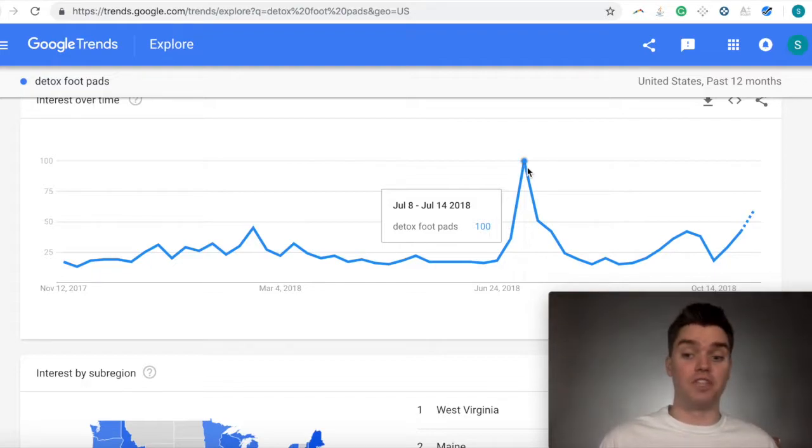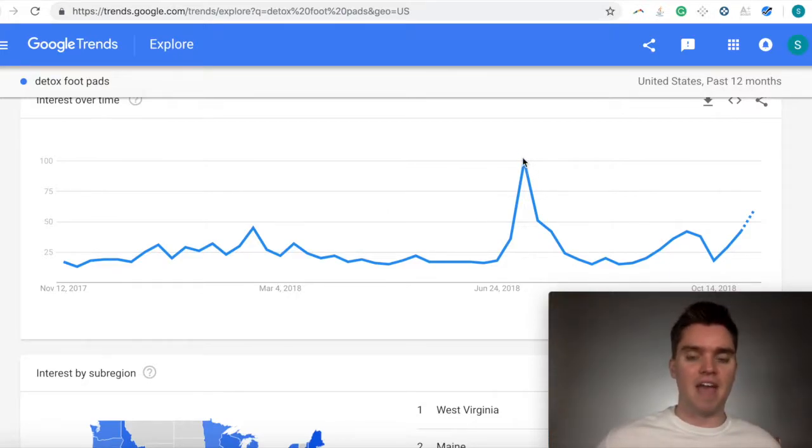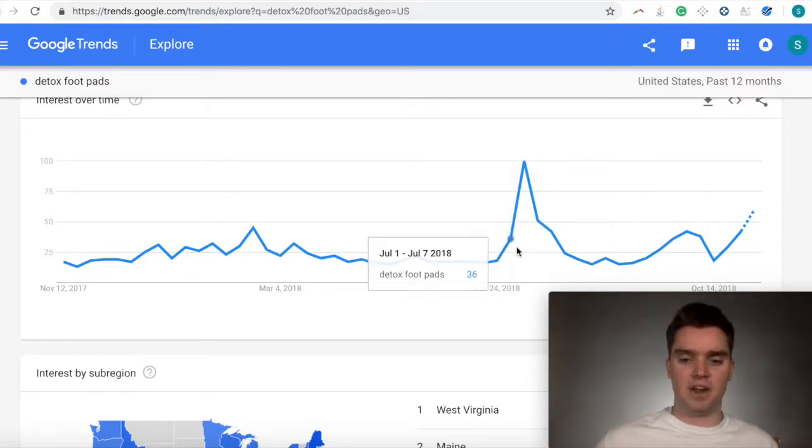That's not 100% of the searches, but of the search interest. And that's set as the high point, and all other data points that you see are set relative to that highest point. So as we can see here, you may be looking at this and thinking, okay, I see a trend. Is that good? Is that bad? What does it mean?